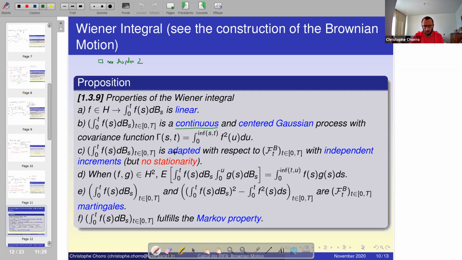I will also leave for chapter 2 that this is adapted to the Brownian filtration, because it's not that obvious with my previous definition. So for continuous and adapted, see chapter 2, when I will do this for more and more general integrals.